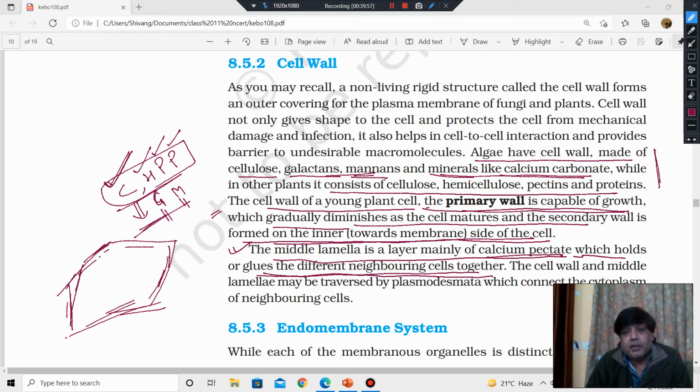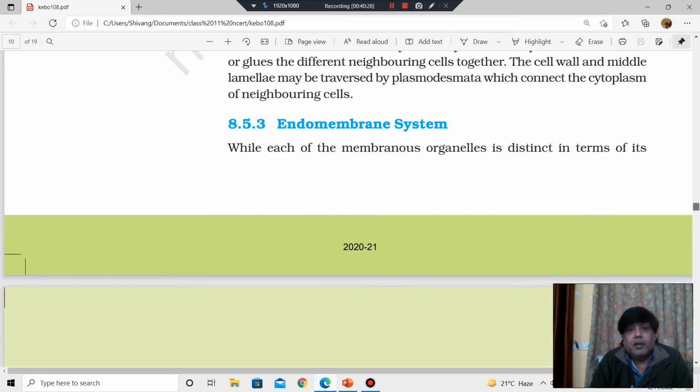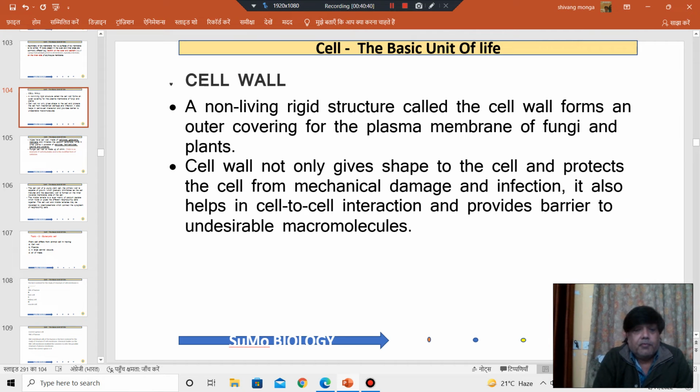The cell wall and middle lamella may be traversed by plasmodesmata, which connect the cytoplasm of two neighboring cells. So the cytoplasm of two neighboring cells are in contact with each other by means of plasmodesmata, the cytoplasmic bridge. So this is about a few lines on the cell wall and middle lamella. Now move to the next segment, the endomembrane system. But prior to that, we should discuss some questions about the cell wall and cell membrane.